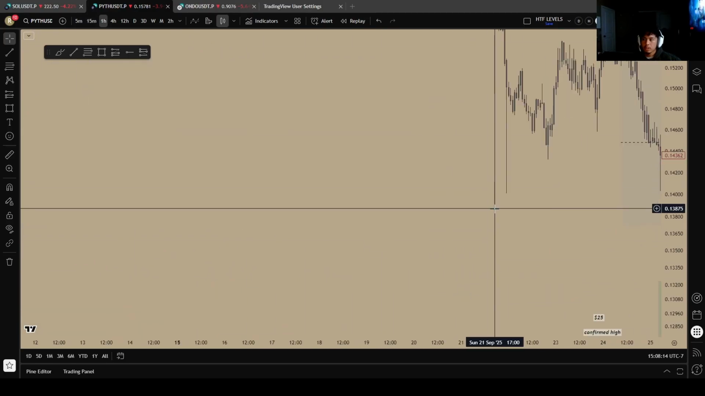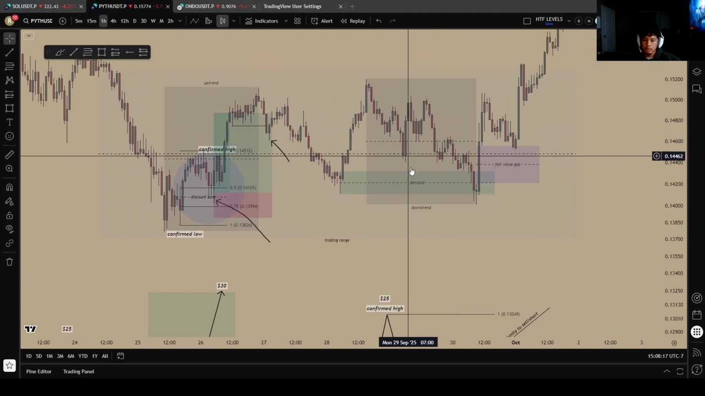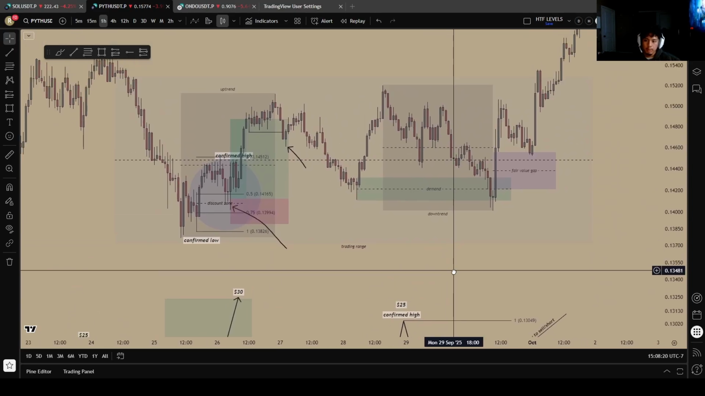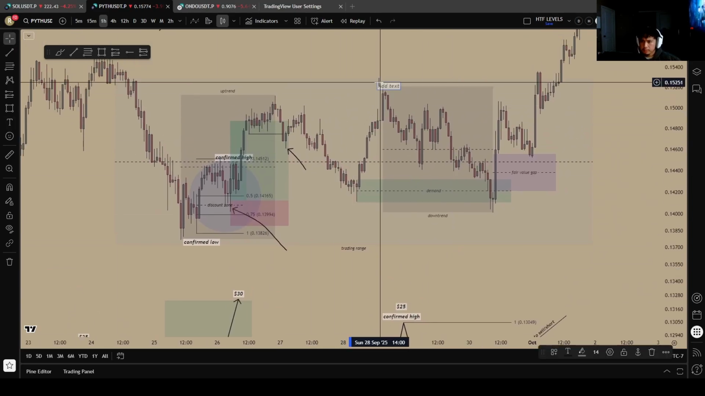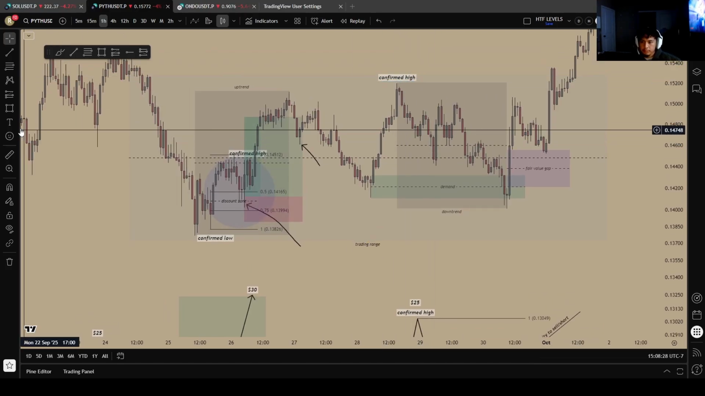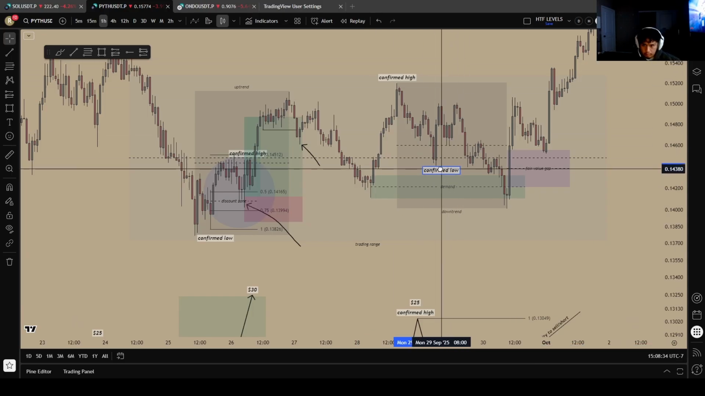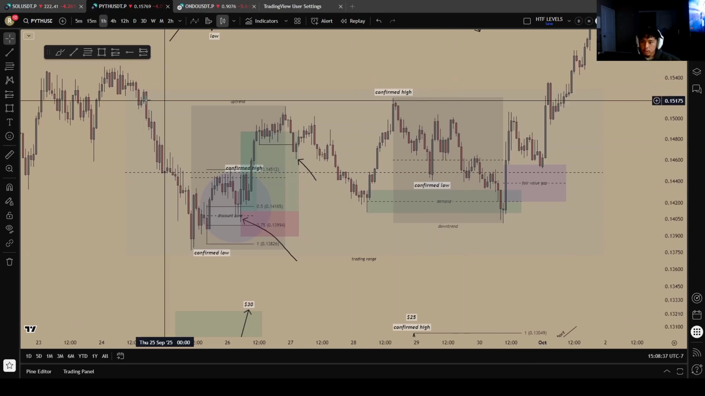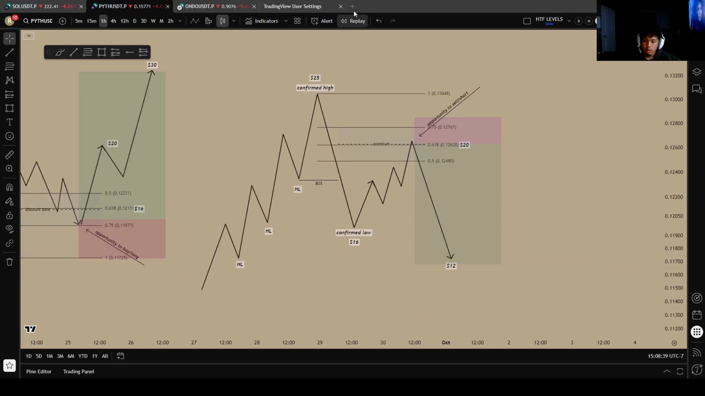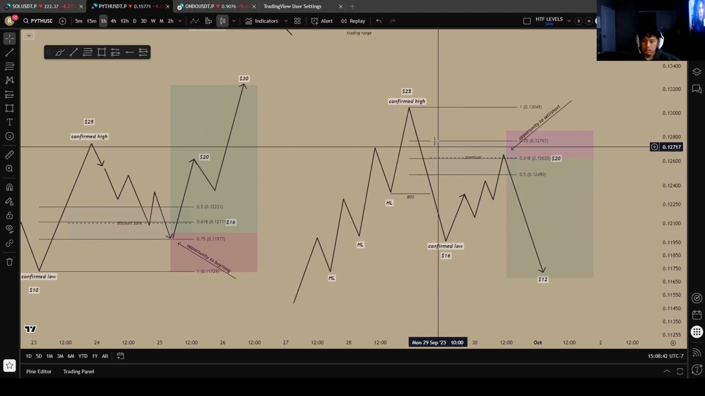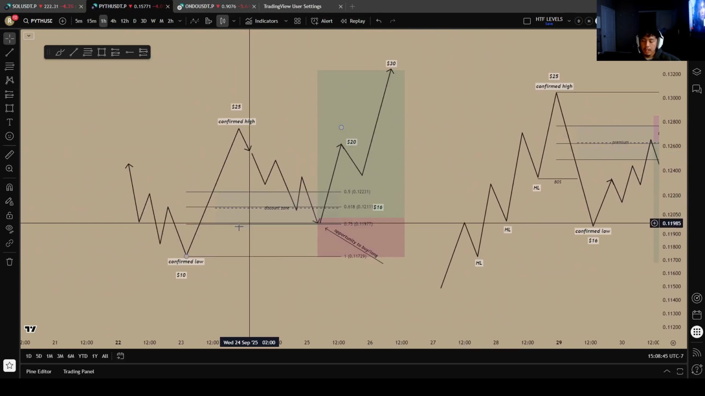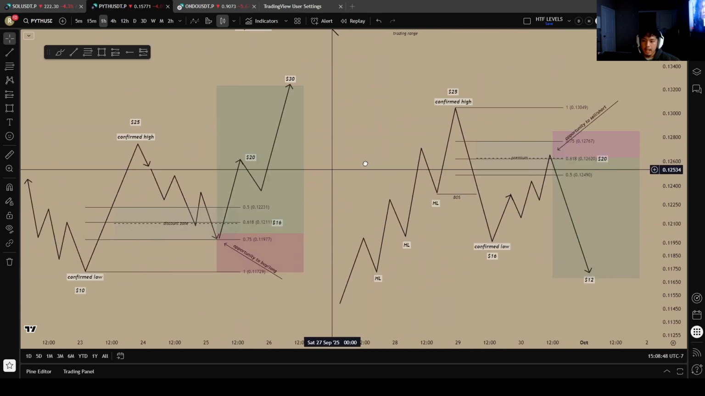So now we're going to go on the right side and focus on a downtrend. How do we identify a premium? Right here, we have a confirmed high. Right here, we have a confirmed low. Remember, when we're using the template on the right, it's from high to low. When you're identifying discount, it's low to high. So premium is high to low, discount is low to high.